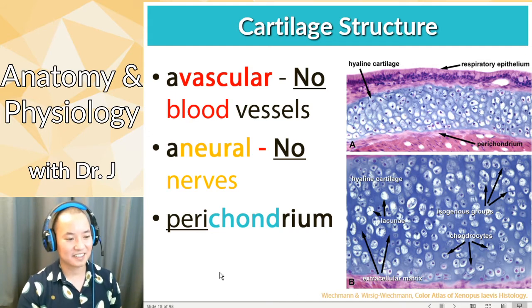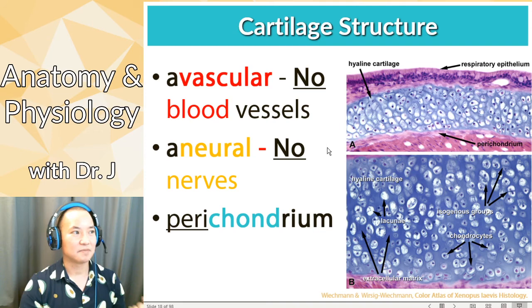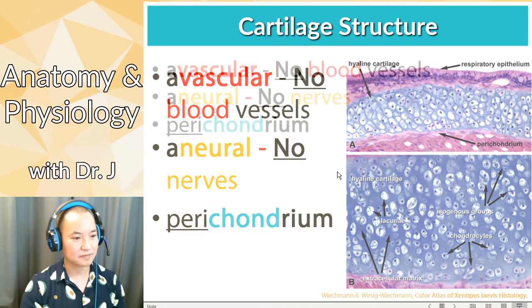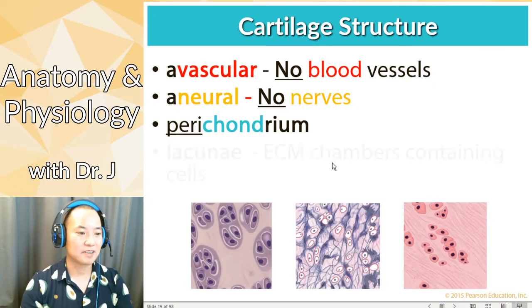But yeah, and perichondrium. So peri is a prefix that often means around or beside. So what we have is a layer of cells that are surrounding a cartilage. So actually we will get to more about epithelia that surround connective tissues later on. Okay, so perichondrium. So again, 3 major types of cartilage.